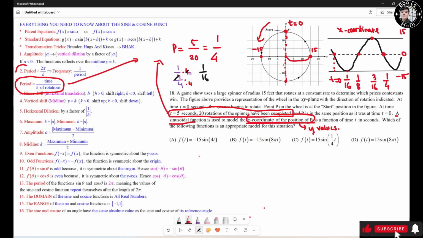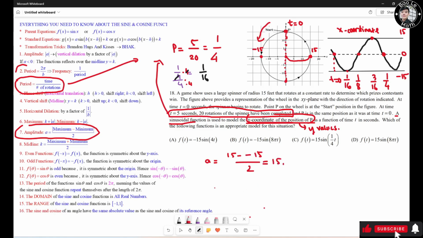Now we need to calculate the amplitude, right? So we're going to use the formula right here. Amplitude equals maximum subtract minimum divided by 2. So A equals 15 subtract negative 15 divided by 2. So it's going to be 15, right?